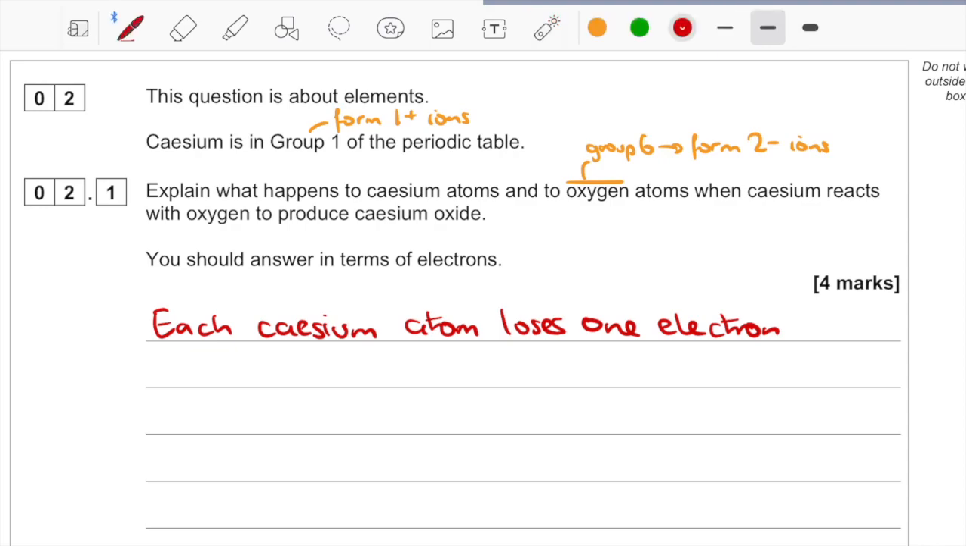So each cesium atom loses 1 electron, and each oxygen atom. Now, oxygen is in group 6, which means it's got 6 electrons on its outer shell. The reason it forms 2- ions is because it needs to gain 2 electrons. So each oxygen atom gains 2 electrons.